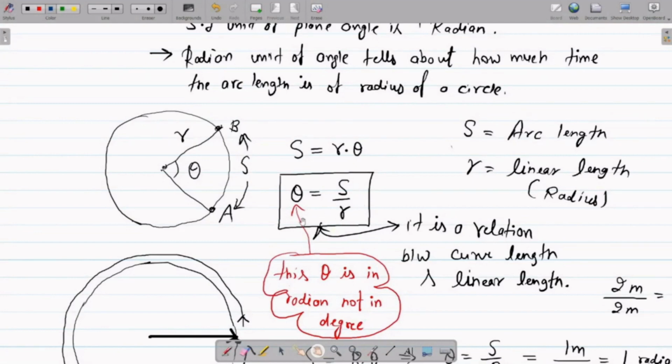And what does this relation do? It establishes a relation between a curve length and a linear length. S is basically a curve length, and R is a linear length. Why is radius a linear length? Because the radius is measured along a straight line between 2 points. Now suppose O is the center of this circle and A is any point on the circumference, then the radius is measured along the distance OA. So in that sense, R is called a linear length, right?